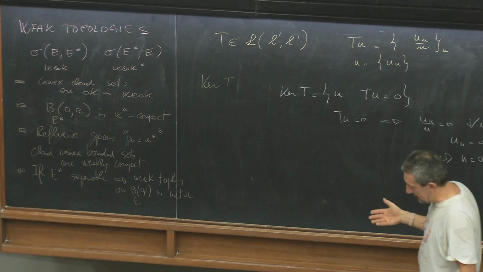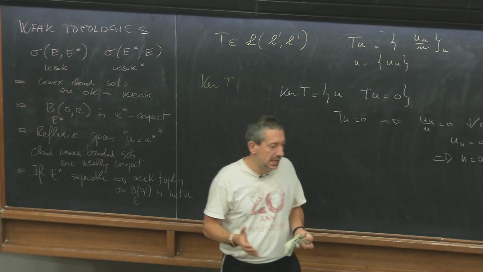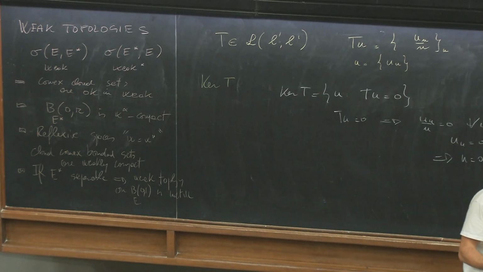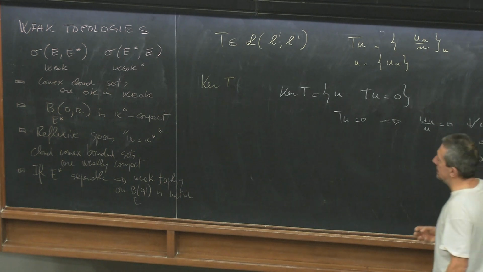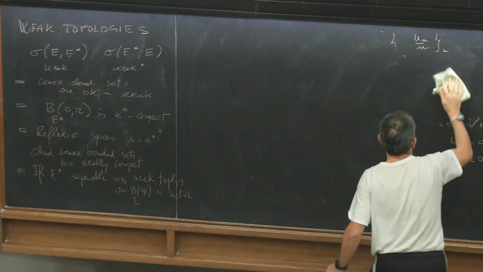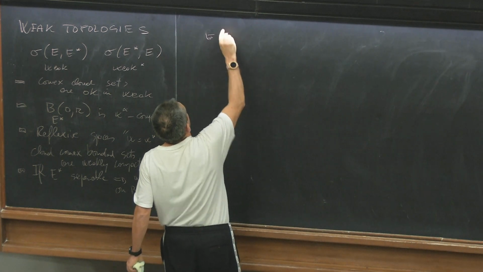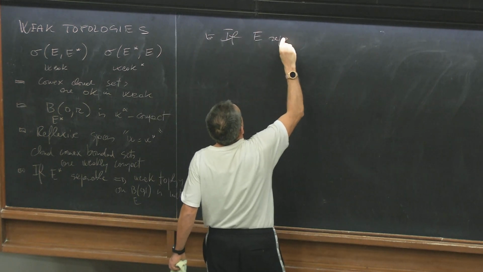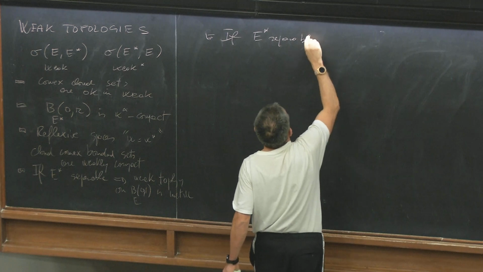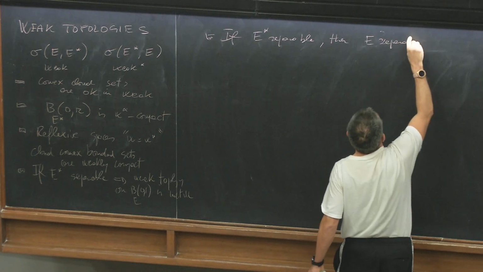Okay, and then there are other results. For example, what is important to know is that if a space is uniformly convex, so the unit ball is uniformly convex, then it is reflexive. But these are the things to be recalled. Another property which sometimes is asked: if E star is separable, then E is separable.